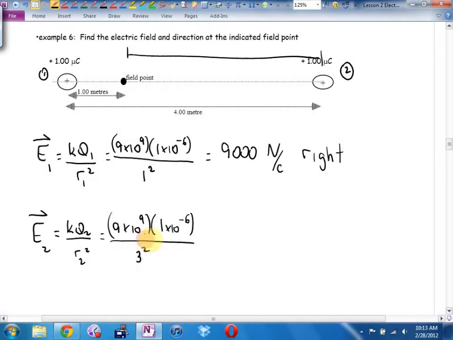Yes? And you're just going to have a 10 to the 9th times a 10 to the negative 6. I think the answer here is 1,000 newtons per coulomb. Direction. Right here, based on this charge, which way would a tiny positive charge right there want to move if it could? Left, right, up, or down? Brianna.